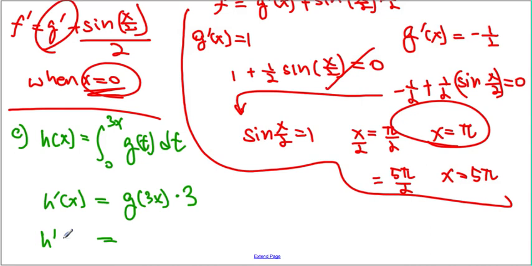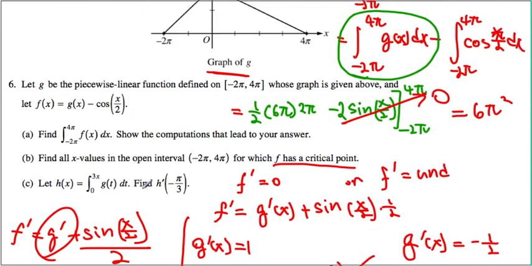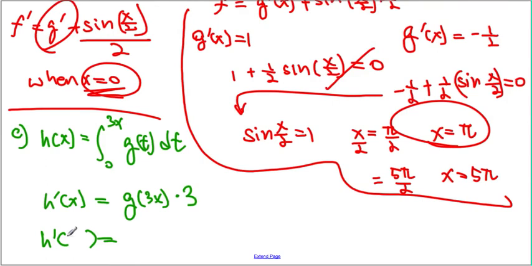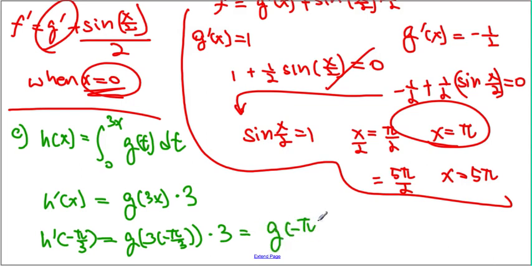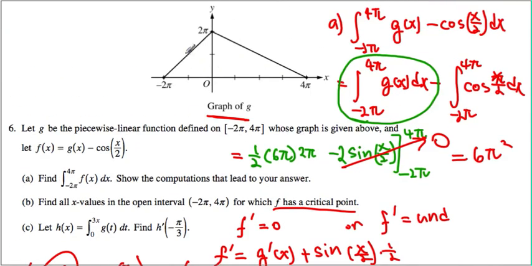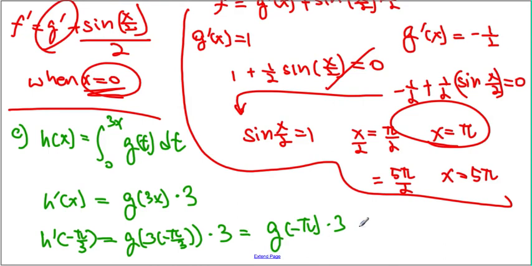Now, we're looking at h prime of negative pi over 3. That means g of 3 times negative pi over 3, multiplied by 3. Then that's equal to g of negative pi times 3. What is g of negative pi? That seems to be simply pi itself. So our final answer becomes 3 pi.